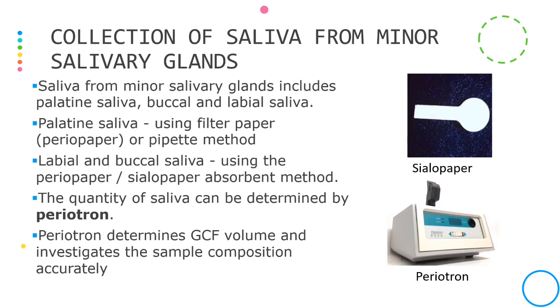Finally is the collection of saliva from minor salivary glands. Saliva from minor salivary glands includes palatine saliva, buccal, and labial saliva. The palatine saliva is collected using a filter paper or a pipette method. Labial and buccal saliva, on the other hand, is collected using the perio paper or sialo paper absorbent method as shown in the picture. The quantity of saliva can be determined by a device known as a periotron, also shown in the picture. The periotron determines the volume and investigates the sample composition accurately.